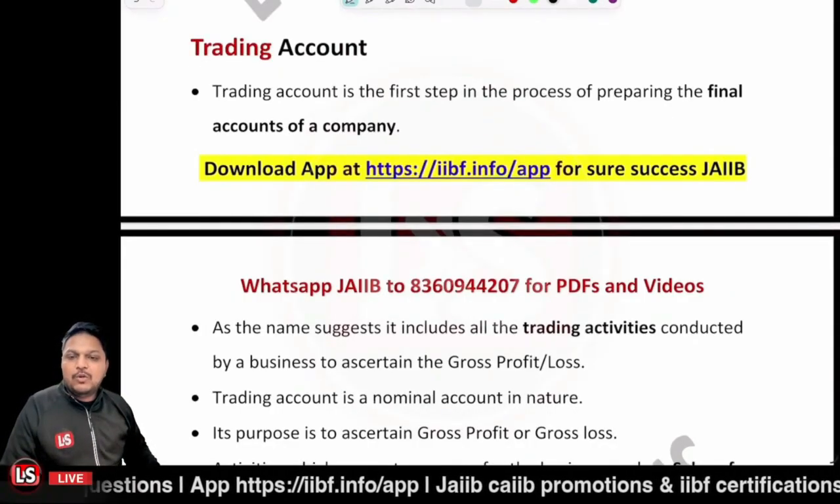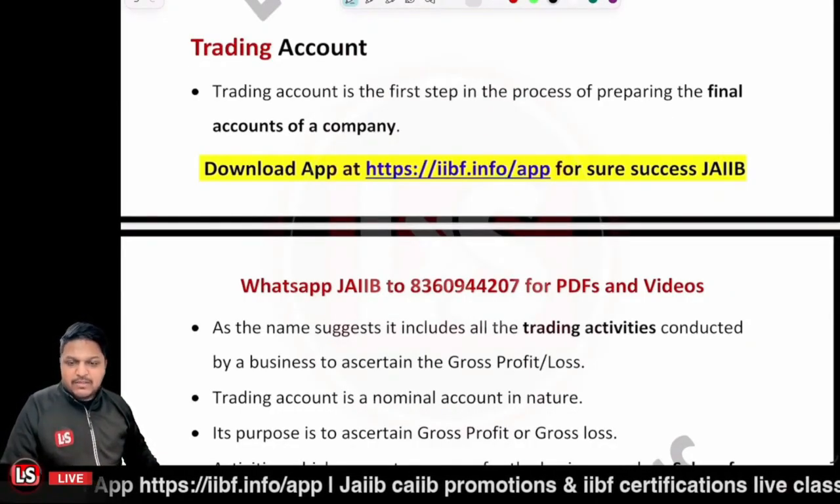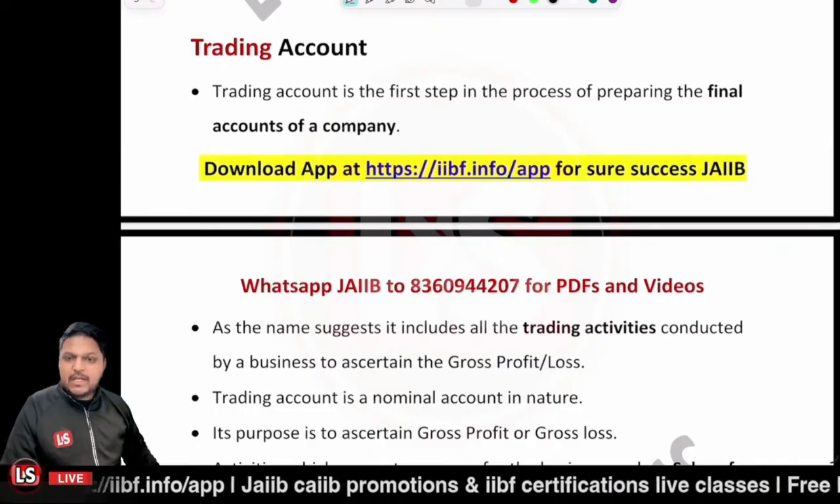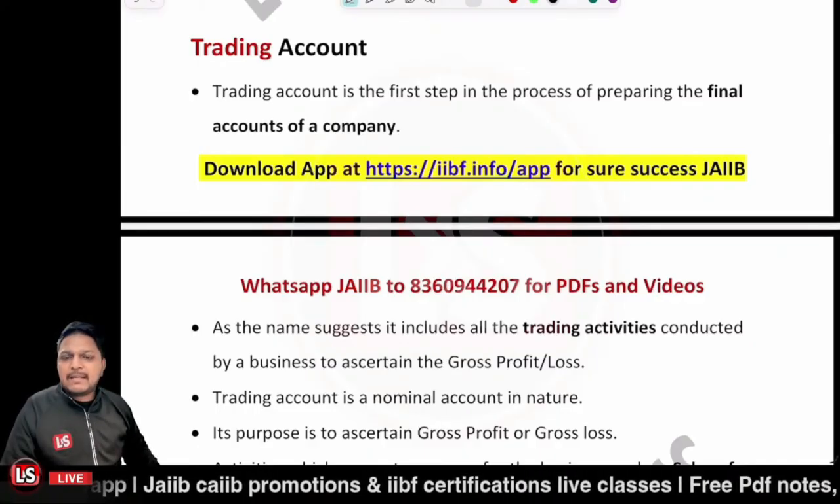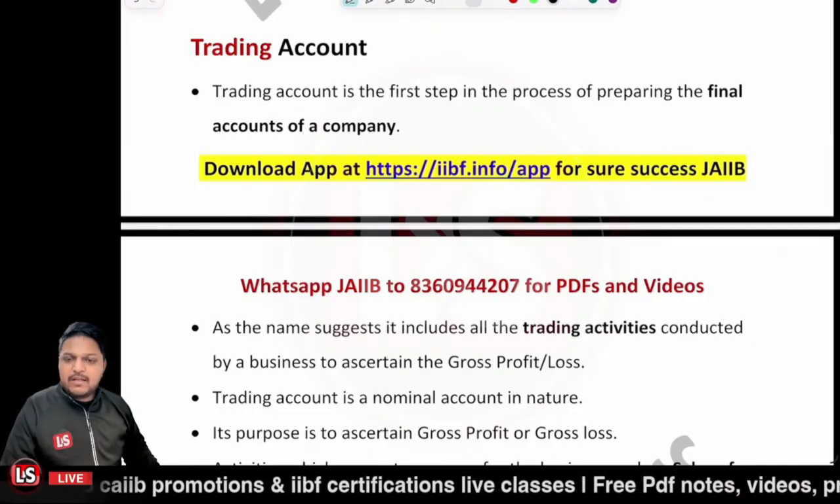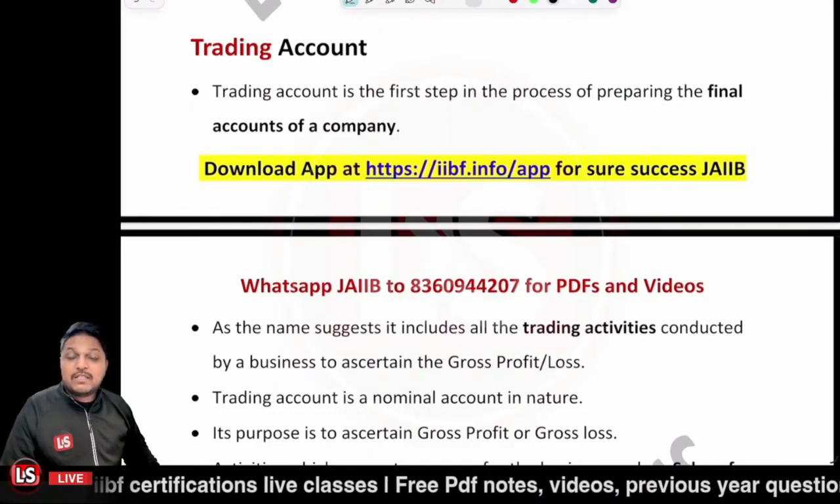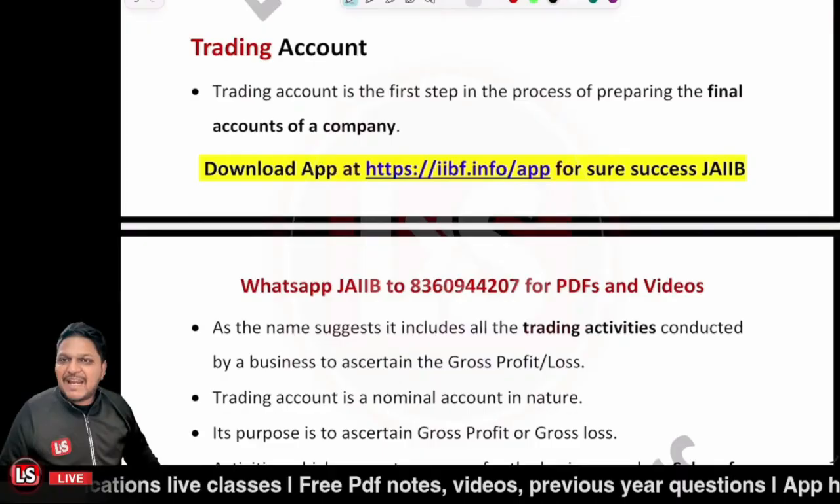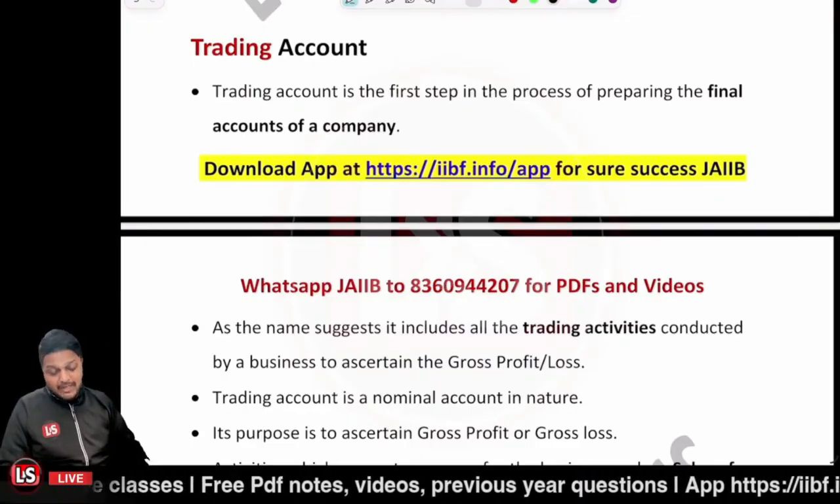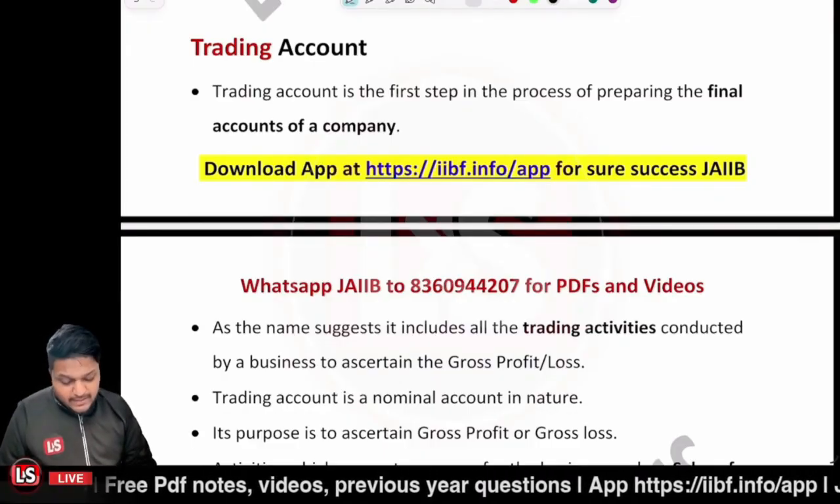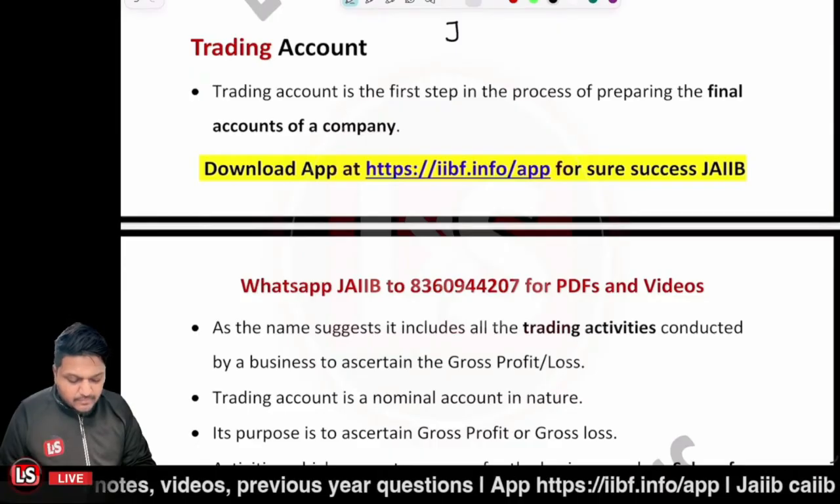Let's have a look at the trading account. Whenever we are to prepare the final accounts in the company, what are the different steps for the preparation of the final accounts? What is the very first step?